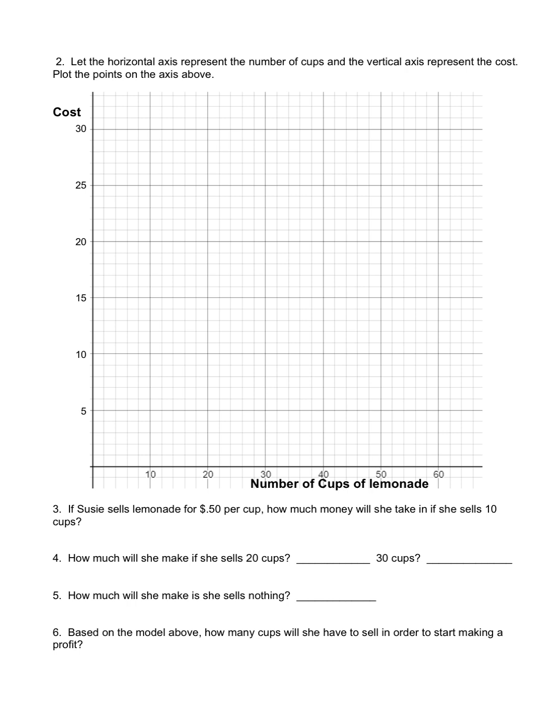Now number 2 says, let the horizontal axis represent the number of cups. So let's look at this horizontal axis right here. I'm going to highlight it in yellow. There's our horizontal axis, and it says let that horizontal axis represent the number of cups, and the vertical axis, which is this vertical axis right here, represents the cost.